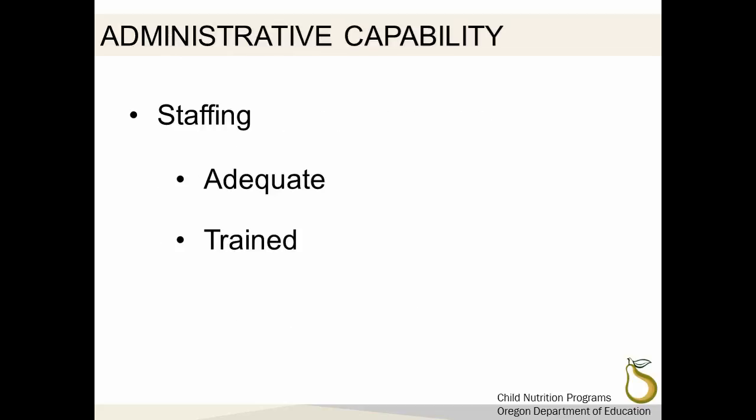When ODE-CNP is assessing administrative capability, it will determine if staff have adequate training and oversight. For example, the organization will need to have a written procedure in place to train staff who have any responsibility in CACFP, including meal counts, serving of meals, and feeding infants before they start their work in the program. Adequate staff is extremely important to a strong, capable program.